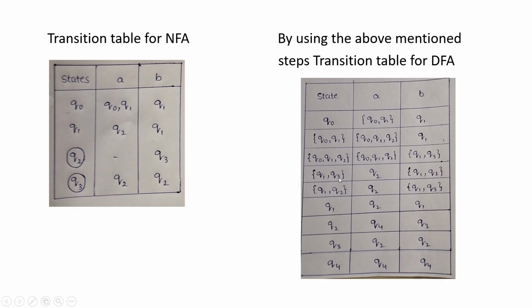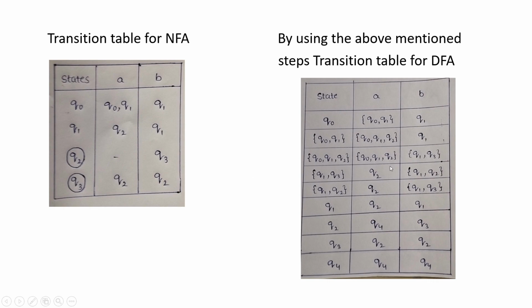Now I am describing Q1 and Q3 state. If I give input A to Q1 and Q3, that is the union of Q1 and Q3 when giving input A, that is Q2, which I mentioned here. If I give input B to Q1 and Q3, that is the union of Q1 and Q3 while giving input B, that is Q1 and Q2.